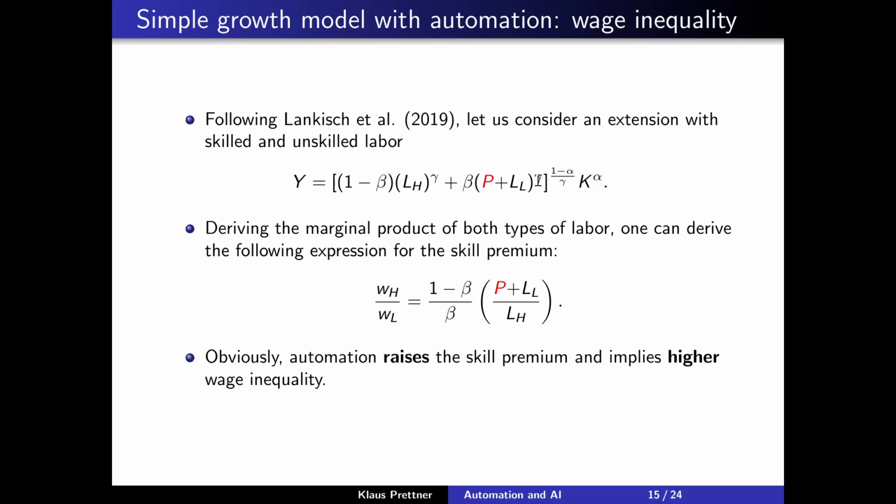Now, if we look at the skill premium, what we see is the stock of robots enters this expression, and the more robots we have, the higher would be the skill premium. So an increase in the stock of robots would imply that the skill premium goes up. It pays off more to invest in higher skills, because the extent to which wages of high-skilled workers are higher than the wages of low-skilled workers increases with automation.